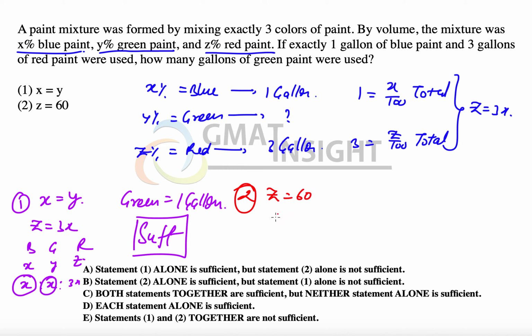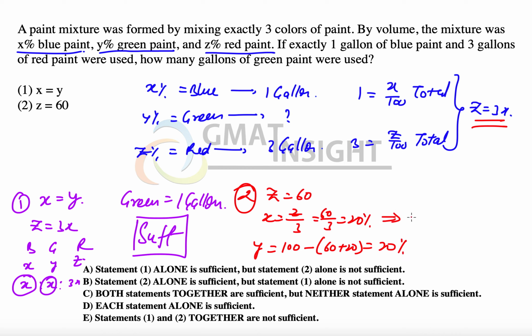Now that we know that Z is equal to 60, we know that X is equal to Z over 3 from this information, which means X is equal to 60 over 3, that is 20, which means Y should be equal to 100% minus Z plus X, which is 60 plus 20, and that gives us Y is equal to again 20%. Since 20% has the quantity equal to 1 gallon, so we know that the quantity of green paint, which is Y%, should also be 1 gallon.